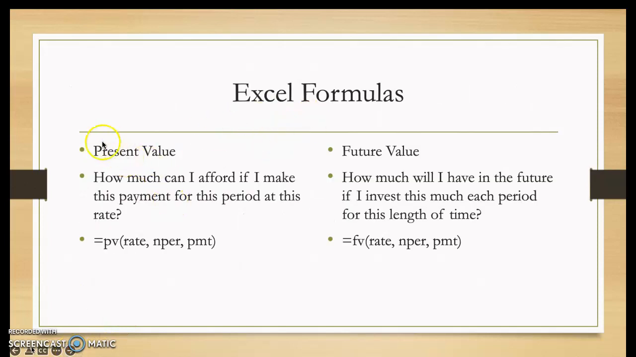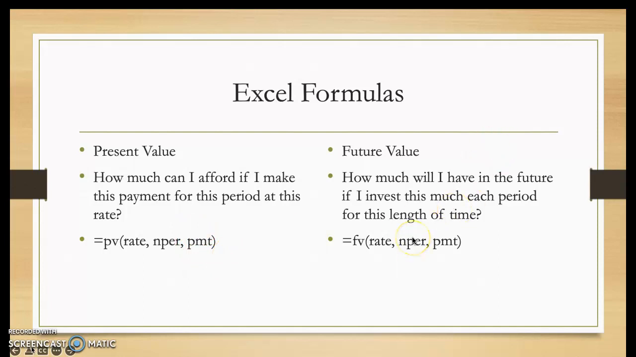Now for Excel formulas, when we're talking about present value, it's important to understand the difference between present value and future value. The present value is if you'd say, how much can I afford if I make this payment for this period at this rate? So, how much of a house can I afford if I make $300 payments for 30 years at 2% interest? That would be the formula equals PV for present value, the monthly interest rate, number of periods, and the monthly payment.